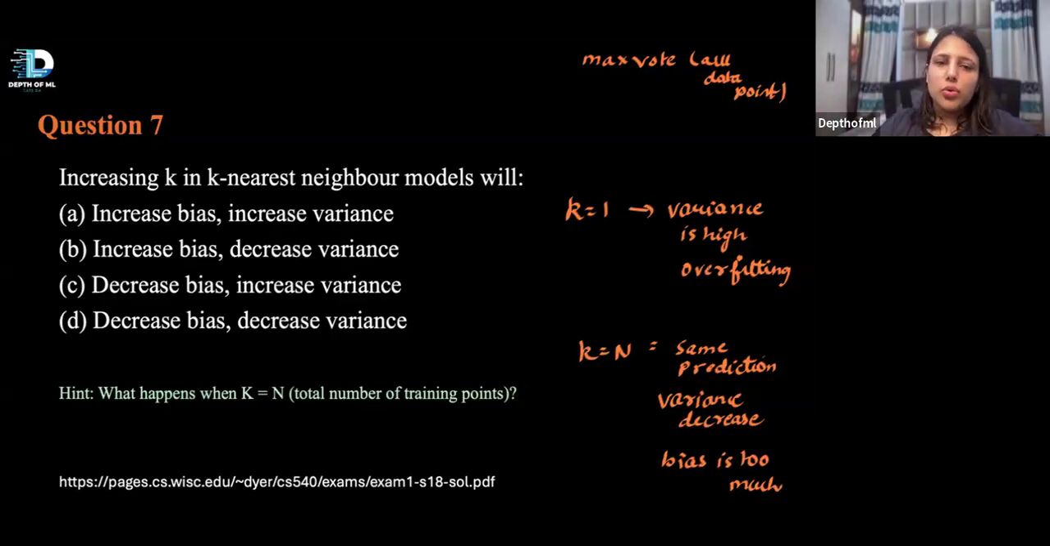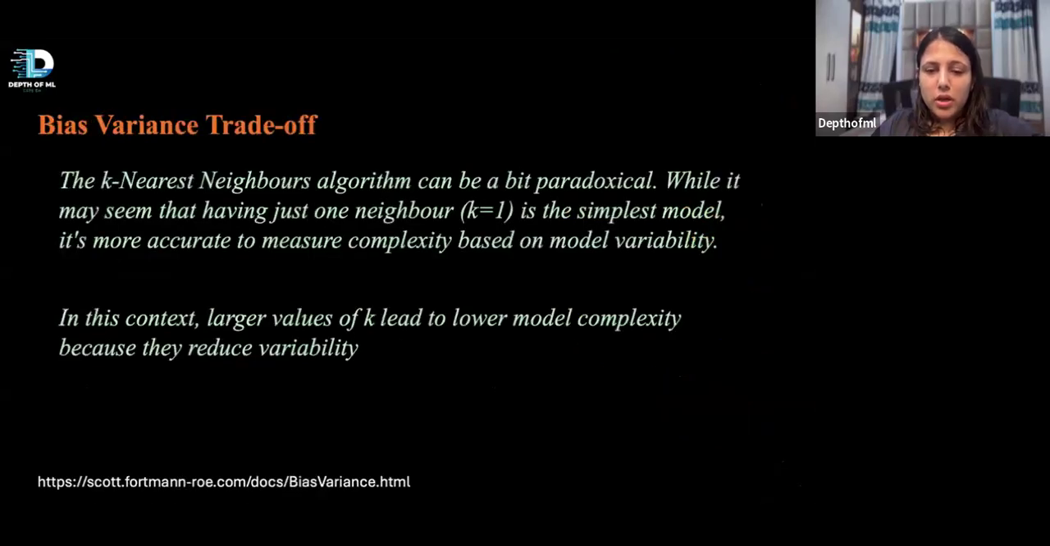Correct? So what is the answer then? If we are convinced that the variance has decreased and bias is too much, so bias increases and variance decreases. Okay, so B is the answer. B is the correct answer, but let me go over it because this is a little paradoxical and I can understand why you are not able to get your head around it.